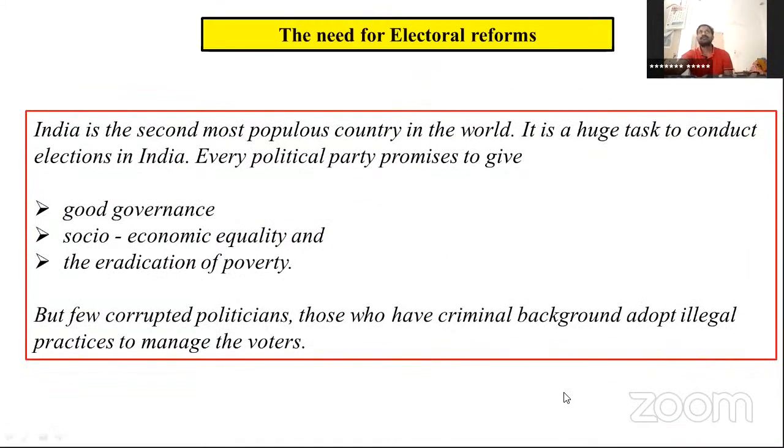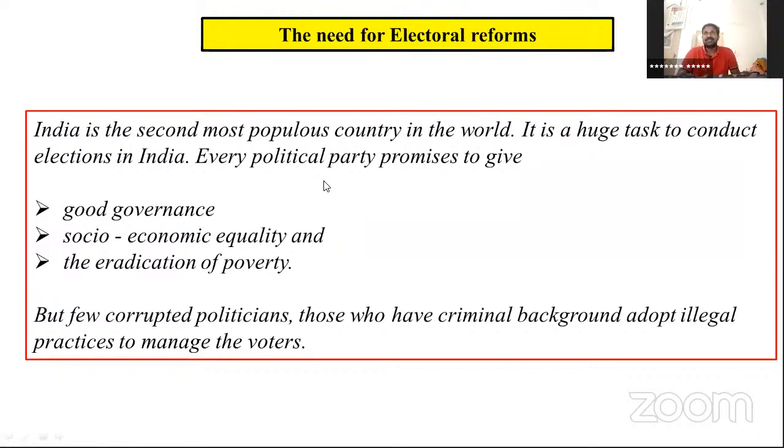So finally, the need for electoral reforms. Okay, almost the election process is over. Finally, there are some important points. Look at this. India is the second most populous country in the world. It is a huge task to conduct elections in India. Every political party promises to give.